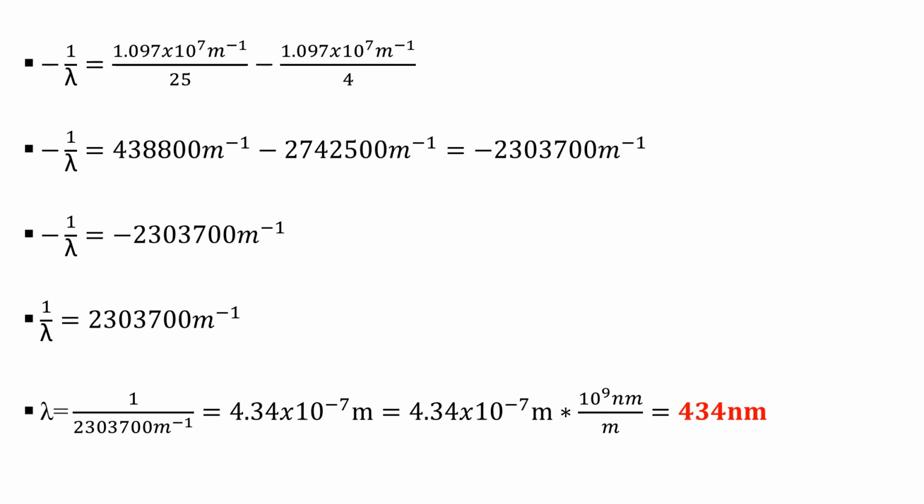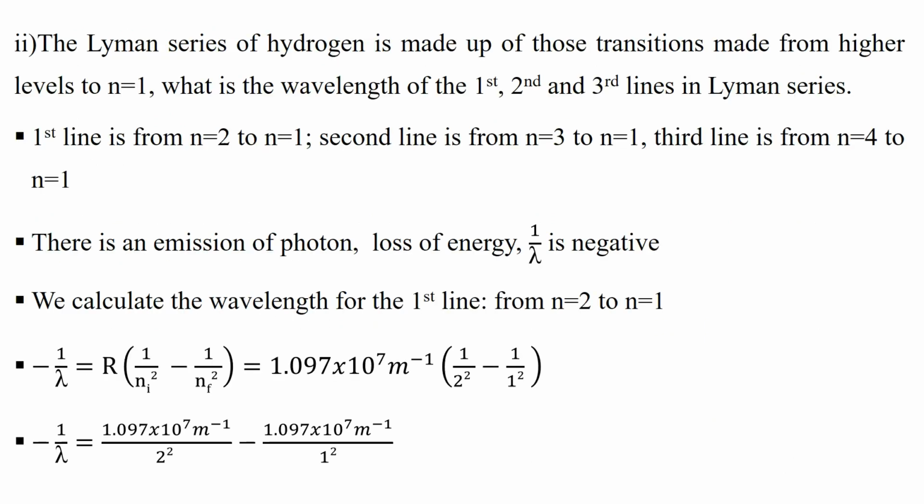The second sub-question is telling us that the Lyman series of hydrogen is made up of those transitions made from a higher level to n equal to 1, from 2 to 1, from 3 to 1, from 4 to 1. All these transitions that are ending at n equal to 1 are called the Lyman series. Now they are asking what is the wavelength of the first, second, and third line in the Lyman series, which means the first line is coming from 2 to 1, the second one from 3 to 1, and the third one from 4 to 1.